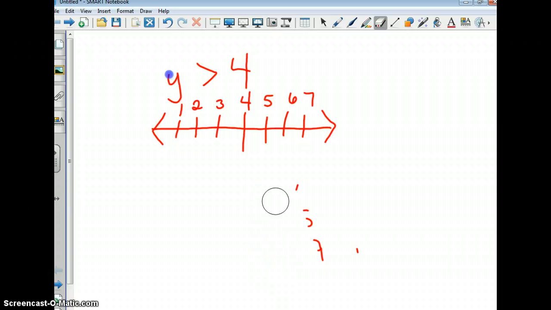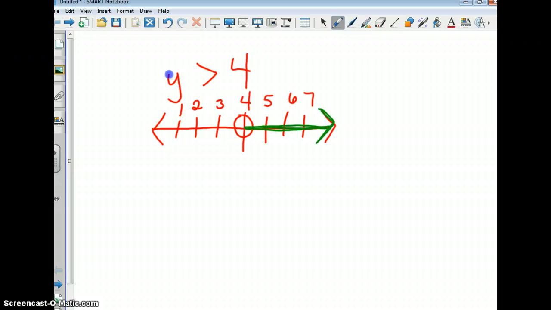Okay? But with this particular problem, I'm going to find my 4. The first thing I'm going to do is look at my sign. Does it have that little partial equal sign to it? No. No. So will I put a dot or a circle? Circle. I will put an open circle on 4 to show that it does not include 4. Okay? And this says y, my unknown, has to be greater than 4. Okay? So my arrow has to point to numbers that are greater than 4.